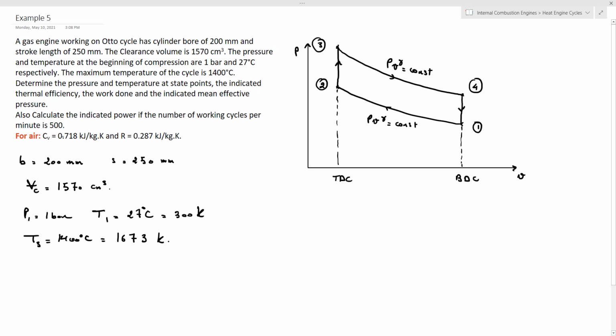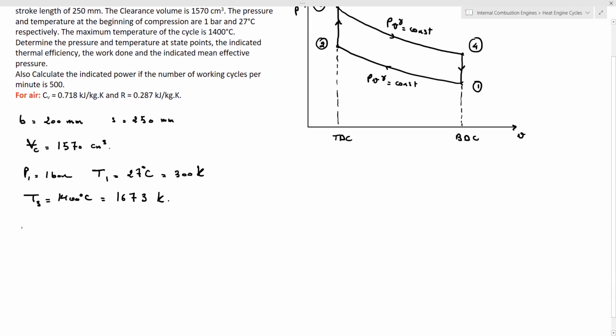Now given for air, the specific heat at constant volume CV is 0.718 kilojoule per kilogram Kelvin, and the gas constant for air is 0.287 kilojoule per kilogram Kelvin. So let's start with state 2. So we know the pressure and temperature at state 1.